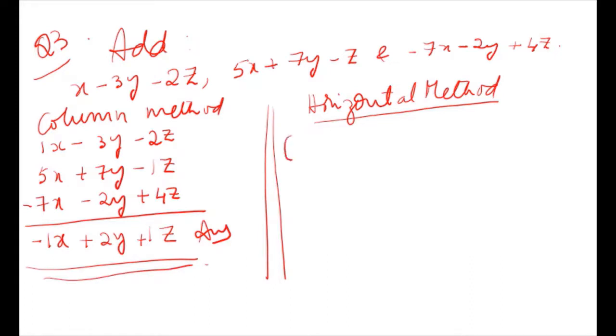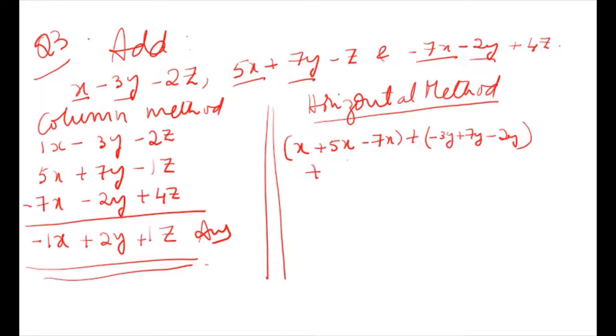So we group all similar terms. So x, then plus 5x, then minus 7x, then plus minus 3y, then plus 7y, then minus 2y, then plus minus 2z minus z plus 4z. Is it clear? Here in column method we write one below the other in columns. Here similar terms we put in brackets.